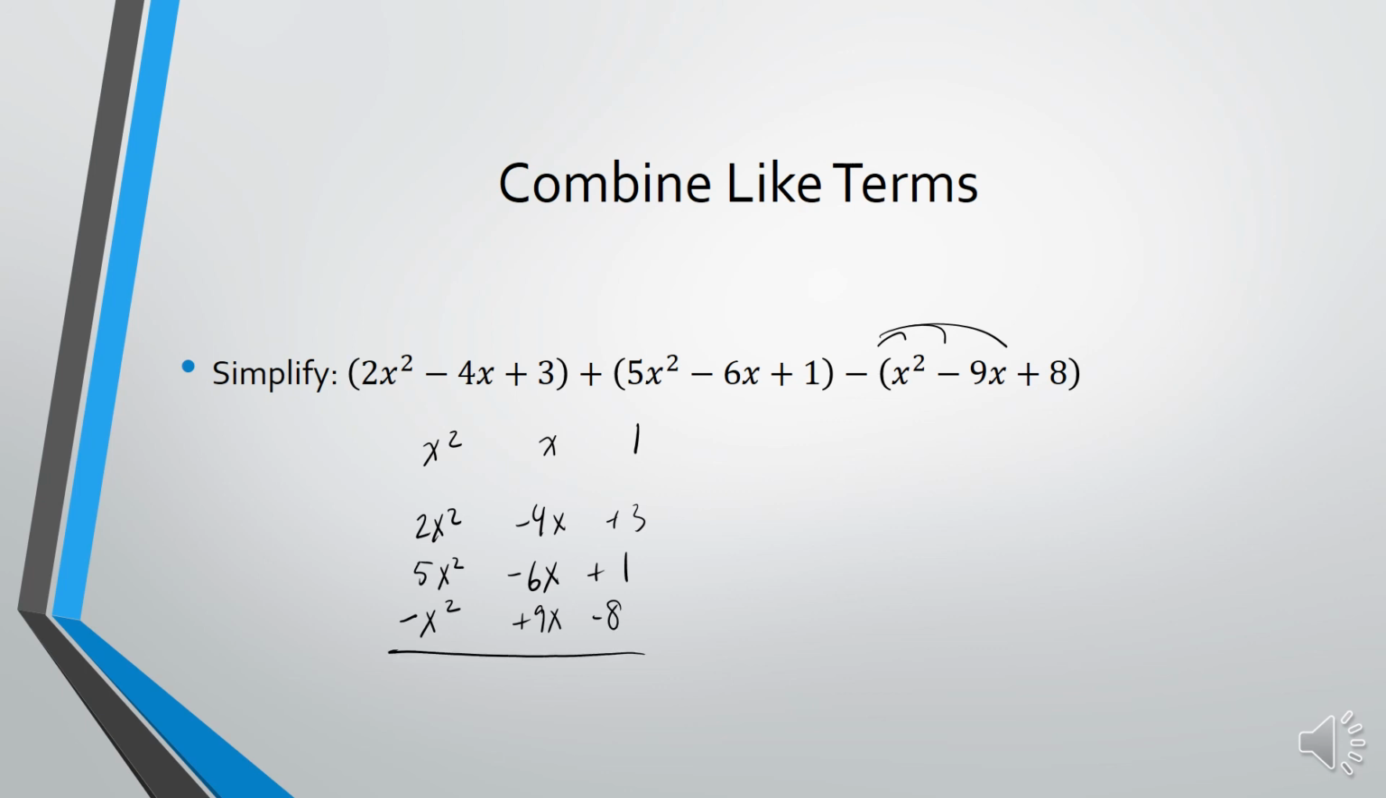Which should give me, let's see, 2 plus 5 is 7, minus 1 is 6. Then I'll have negative 4 minus 6 is negative 10. Plus 9 gives me a negative 1. And then 3 plus 1 is 4, minus 8 is negative 4.